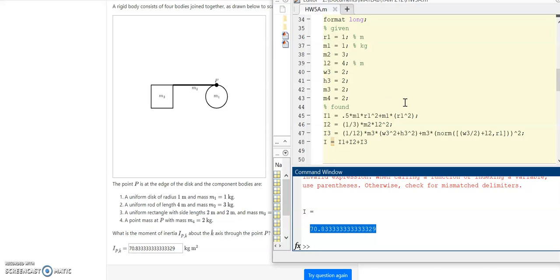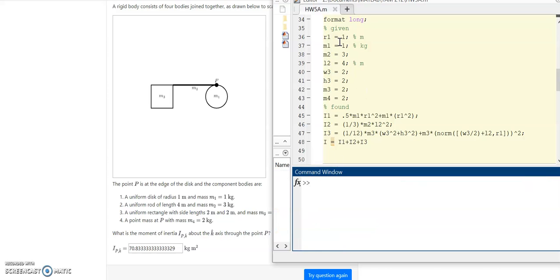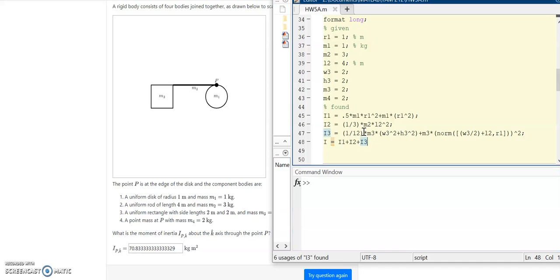So we'll show this. Here we have some code for this problem. What we did in this code is we took our givens, which we have already, and we found the moment of inertia of each body about point P and just added them together. And then that'll give us the total moment. Now, how do we get each moment of inertia about point P? So we start with the disk. How do we get the disk's moment of inertia about point P?